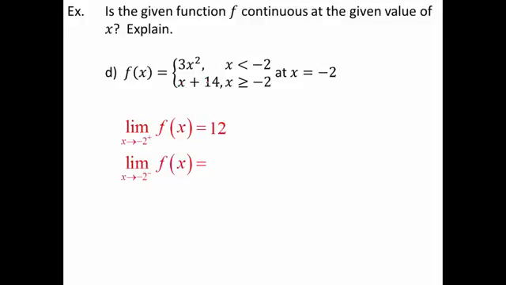Negative 2 plus 14 is going to give me 12. For the left hand, we'll use this guy. Negative 2 squared is 4. 4 times 3 is also 12. The left and right hand agree, so the limit does exist, and the limit is 12. But remember, that's only one part of our definition.